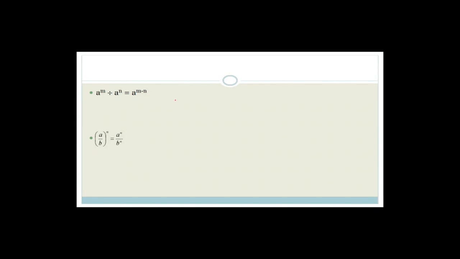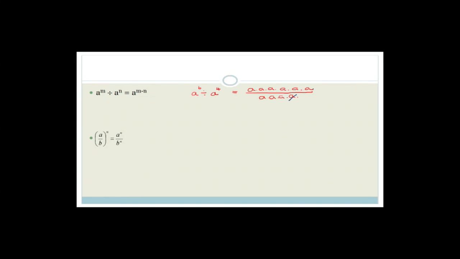And again, I'm going to do an example just to prove it to you. If you've got a to the 6 divided by a to the 4, do you agree I could write that as a times a times a times a times a times a? That's 1, 2, 3, 4, 5, 6, yep. All over a times a times a times a. And now what I can do is I can cancel.